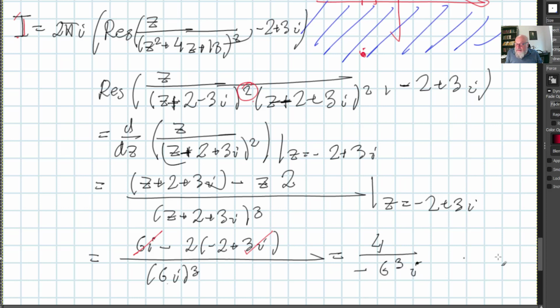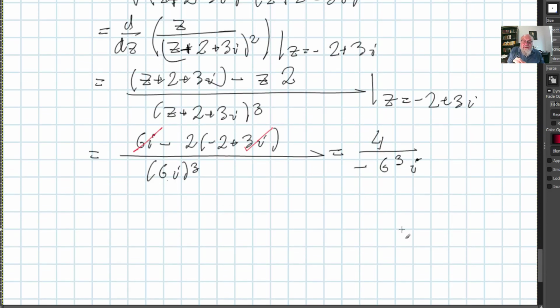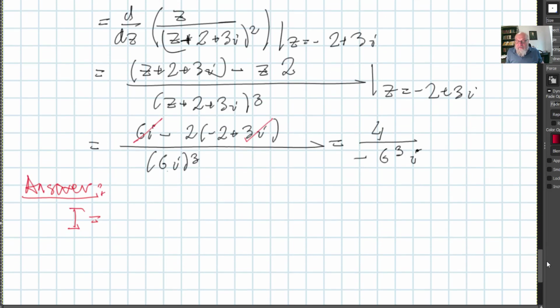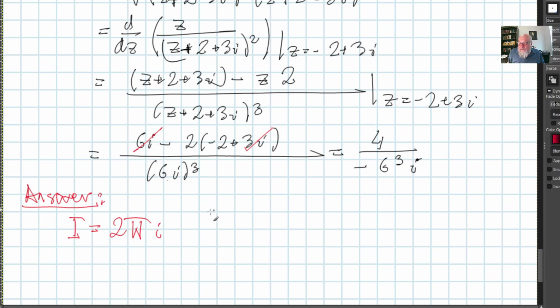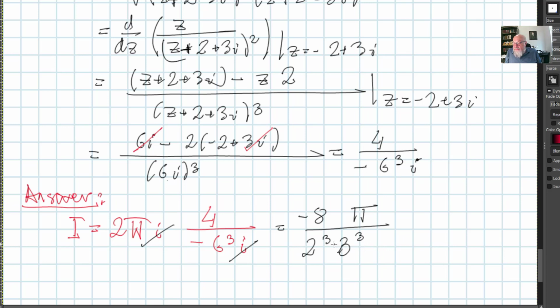Okay, let's plug it in. So I'm getting the answer, our integral. Let me go back and check. This is 2 pi i and the residue, which is 4 over minus 6 cubed i. Do the simplification. Maybe you notice this is 8, which is 2 to the power 3, and this is 3 to the power 3, and here pi. So 8 cancels, and we are getting minus pi divided by 27, and we computed the integral.